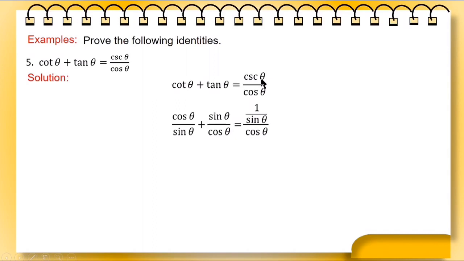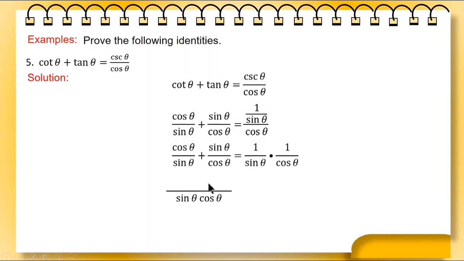First, simplify the right-hand side of the equation. So we write it as 1 over sine theta times 1 over cosine theta. We copy the numerator, change the operation to division, and find the reciprocal of the denominator, which is 1 over cosine theta. Then, find the LCD on the left side of the equation. We have sine theta times cosine theta.